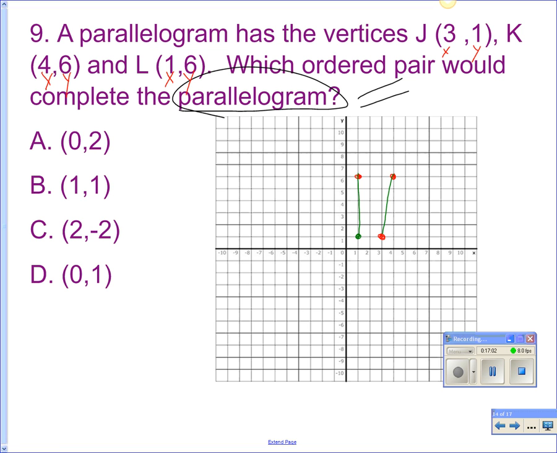Okay. All right. What's C say? 2, negative 2. No way. This one, 0, 1. Remember, 1 has to go on the Y. Are those lines parallel? Yes, those are parallel. So the answer is D. Okay. What's the next one?